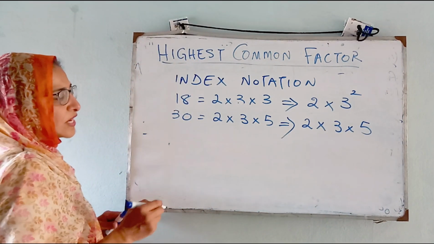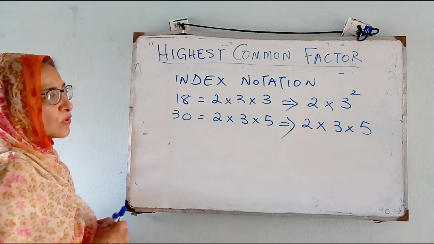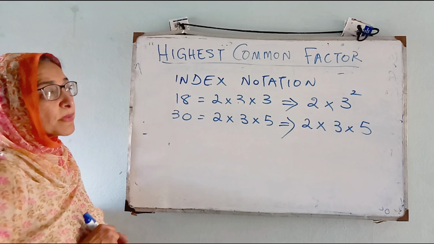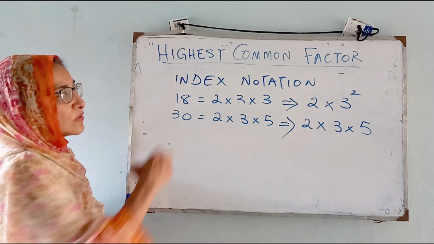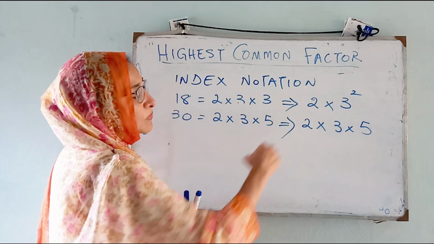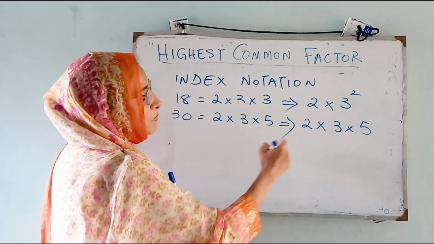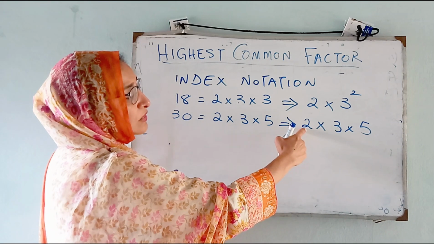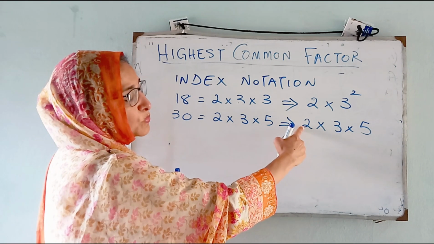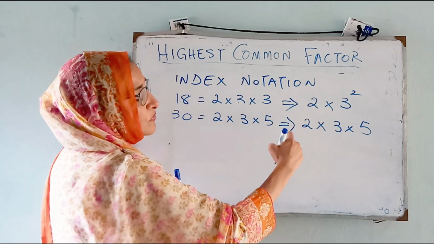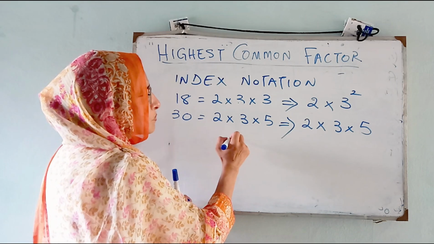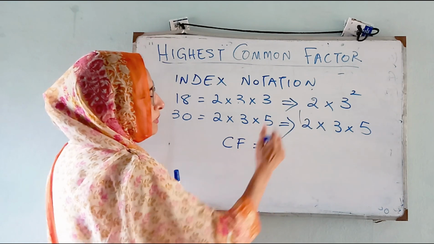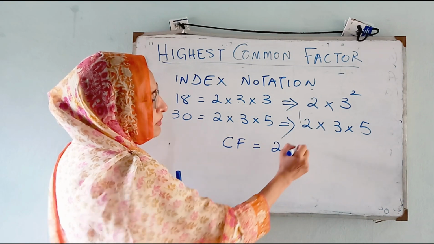Now when we have to find out the HCF, HCF means the highest common factor, but what we are going to take is the numbers with the smallest power. Comparing the same base, we are not going to take the highest power, but we are going to take the smallest power. So 2 here is common and the power for 2 is 1.